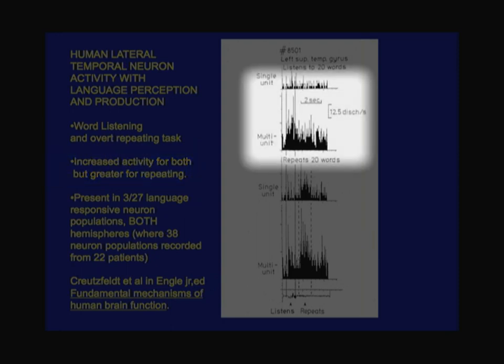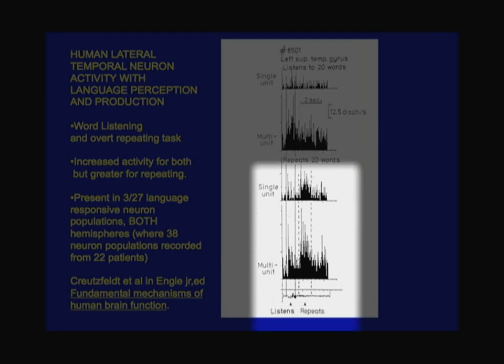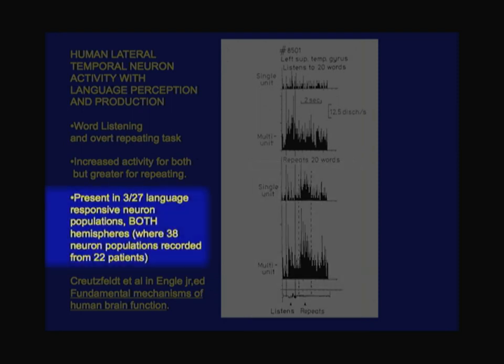And here are some recordings from the dominant superior temporal gyrus. Here is the activity during perception alone, perception when it's also coupled with expression, and here the activity during repeating. So we have neurons that seem to be active, not a huge number, but some, that seem to be active with both perception and expression.